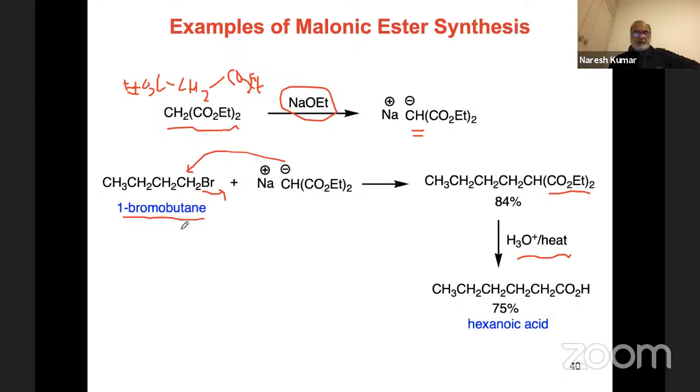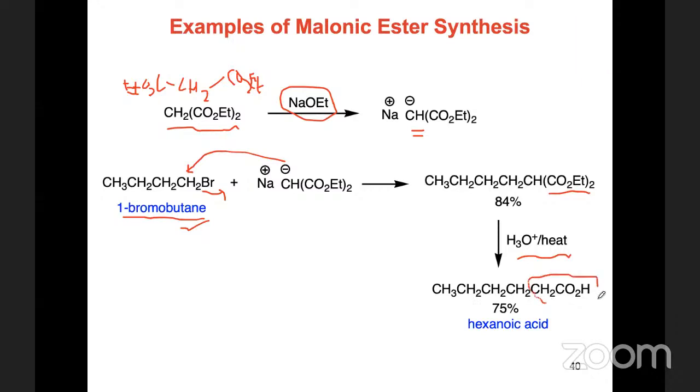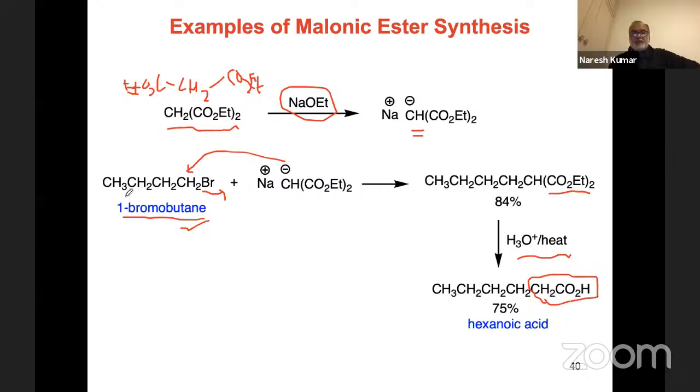So if you compare the starting material with the product, you will find that this compound now has an extra CH2CO2H group, and the 4 carbons from the bromobutane are still there. There's 1, 2, 3, 4. And this CH2CO2H is coming from your malonate. And the compound, instead of being a 4-carbon compound, now it's a 6-carbon compound called hexanoic acid.